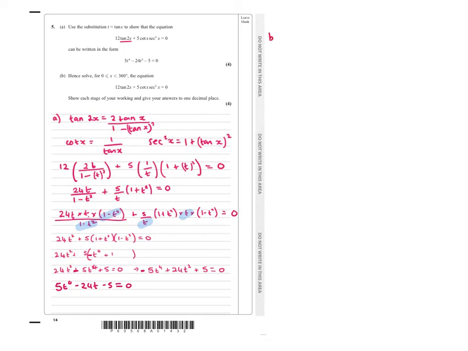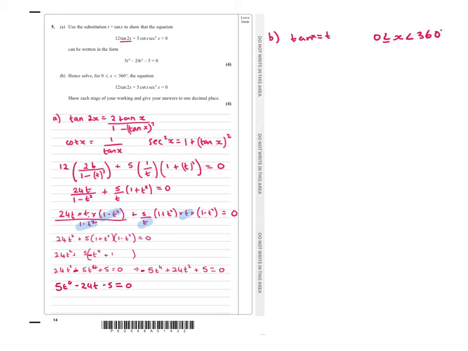Then part B, which I'm going to do up to here, says hence solve, for 0 less than or equal to x less than 360 degrees, the equation of this, show each stage of your working. Okay, so we're already told that tan of x equals t, and we've just asked to put this in this form, and it says hence solve, so we need to use what we've got. We're also in degrees, so make sure your calculator's in degrees, not radians.